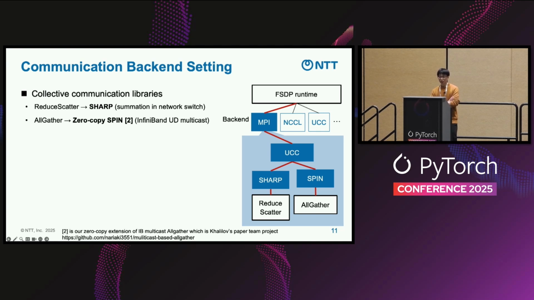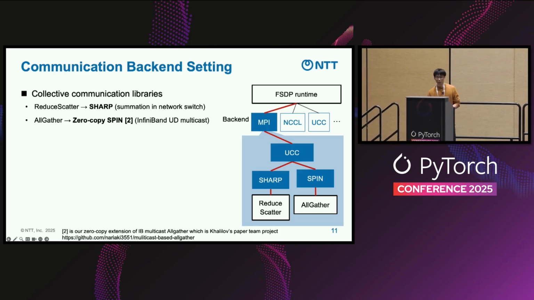To realize this technique in PyTorch FSDP, we use this communication bucket setting as a prototype. We use two different communication libraries for each collective. We use NVIDIA SHARP for ReduceScatter, and we use zero-copy spin for all-gather.